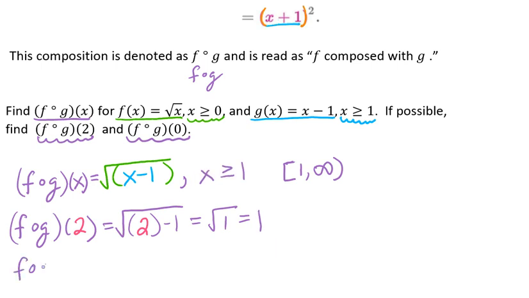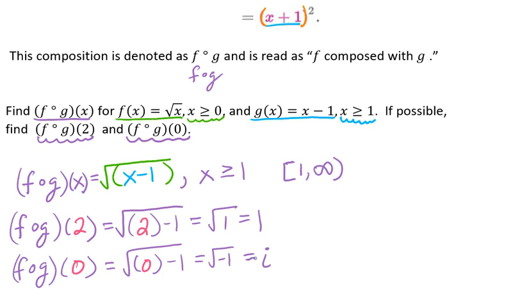Then we also want to try and find f composed with g of 0, if that's possible. Now we're going to plug in that 0, and that's going to give us the square root of negative 1, which is an imaginary number, so it is our letter i. So this is not defined, because if we look at our domain, our domain was everything from 1 to infinity, and i is not in that. So it is not defined, which tells us that it is not possible to evaluate.